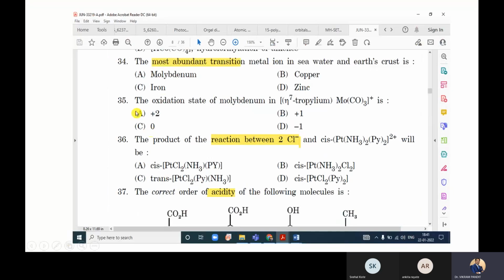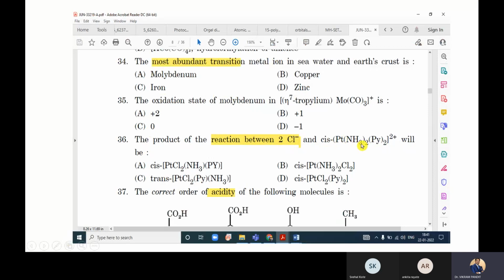See here, question number 36. The product of the reaction between 2 chloro and cis, this is like cisplatin, will be. So here it is given that it is cis. Cis means these NH3 ligands will be on the same side, and this pyridine will be on the same side. So this will be the cis. And if you react these two, what will be the product?